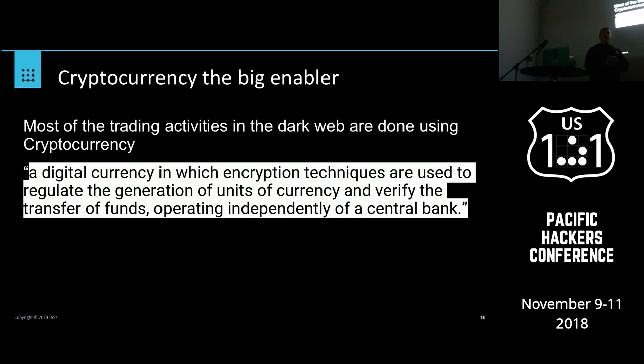So that goes back to what Sam was saying this morning. Don't trust any of these sites. Don't reuse your passwords, because you never know.